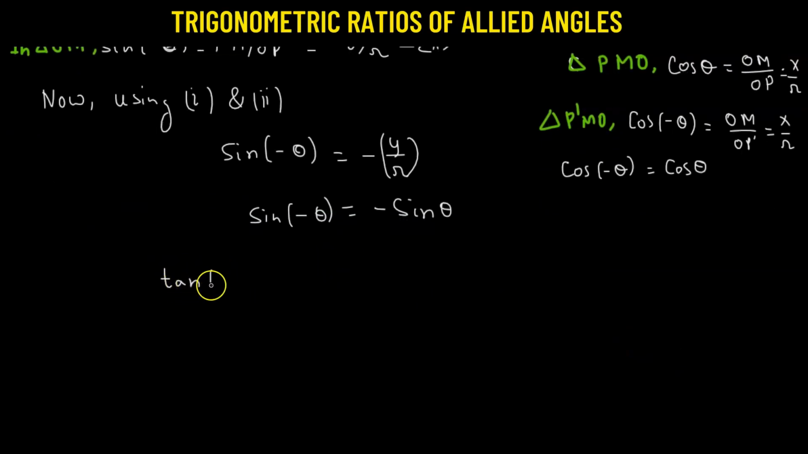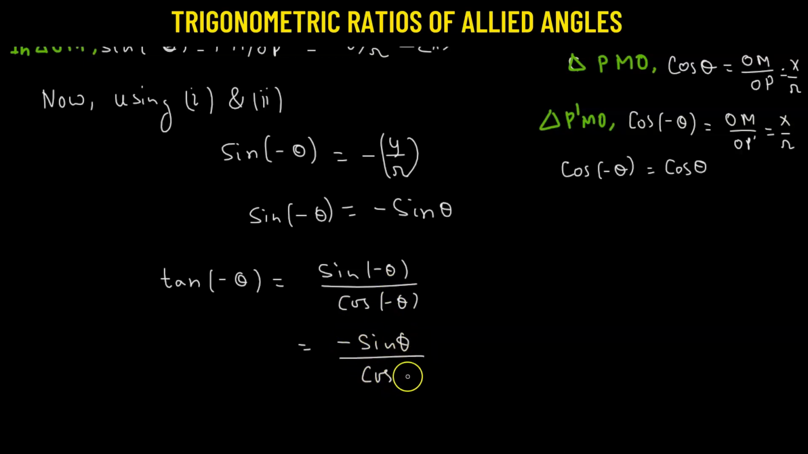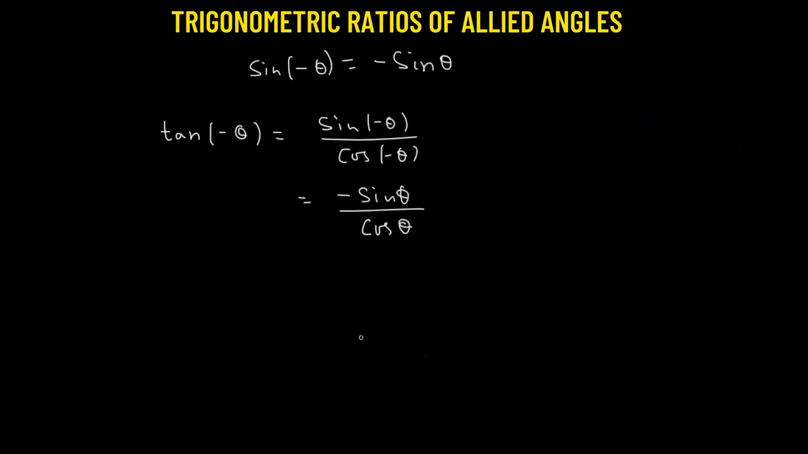Now that we have the value of cosine theta as well as sine theta, we can also define tangent theta. So tangent of negative theta should be the ratio sine negative theta divided by cosine negative theta. We have already defined that sine of negative theta is negative sine theta, and cosine of negative theta is simply positive cosine theta, which gives us negative sine theta over cosine theta. The ratio sine over cosine is the tangent function. So we have negative tangent theta. The tangent of negative theta is negative tangent theta.